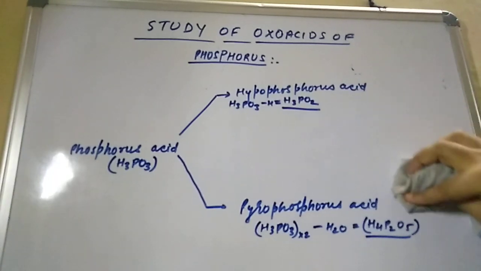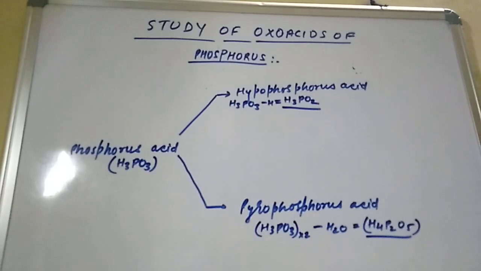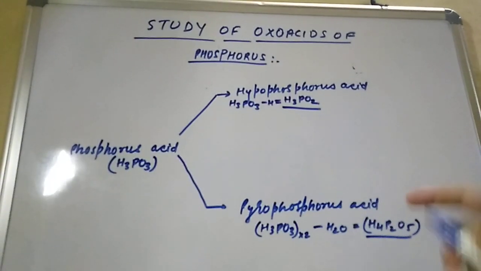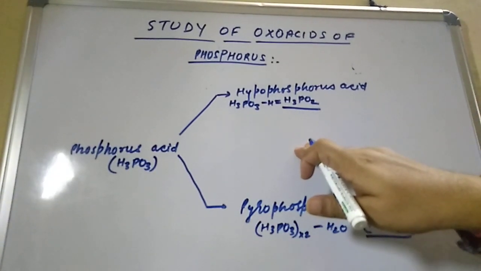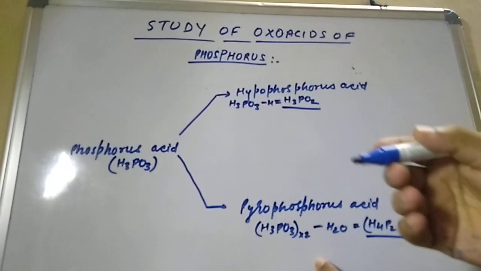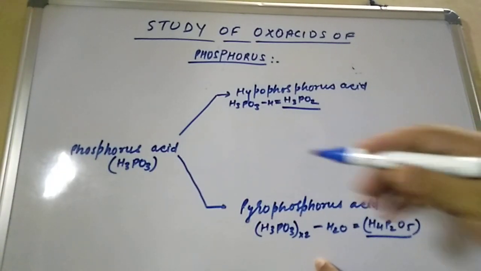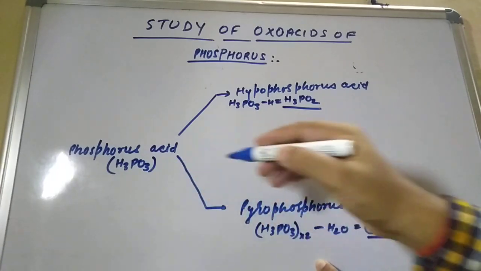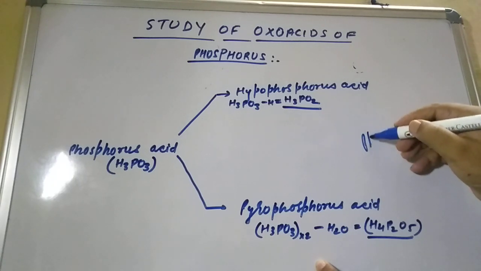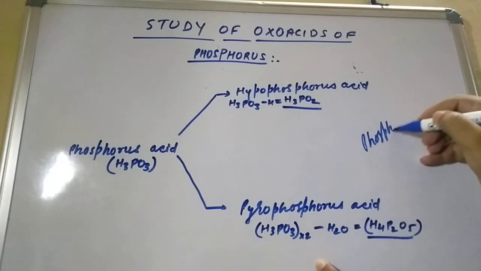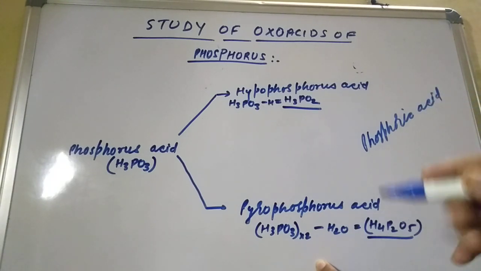Now, the oxoacids of phosphorus are a number of acids, and their names are very confusing. So here I am trying to explain some tricks behind the formulas and naming. First of all, there are two parent acids. The first is phosphorus acid, from which other acids are derived, and the other is phosphoric acid, the second parent acid.